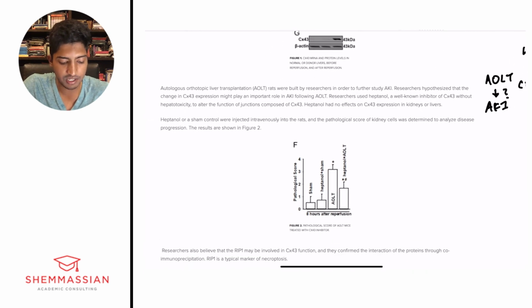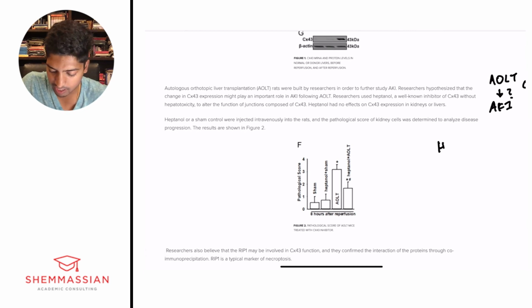And so next, heptanol or a sham control were injected intravenously into the rats, and the pathological score of kidney cells was determined to analyze disease progression. The results are shown in figure 2. And so then we have another figure. I'm not going to spend too much time giving a summary.